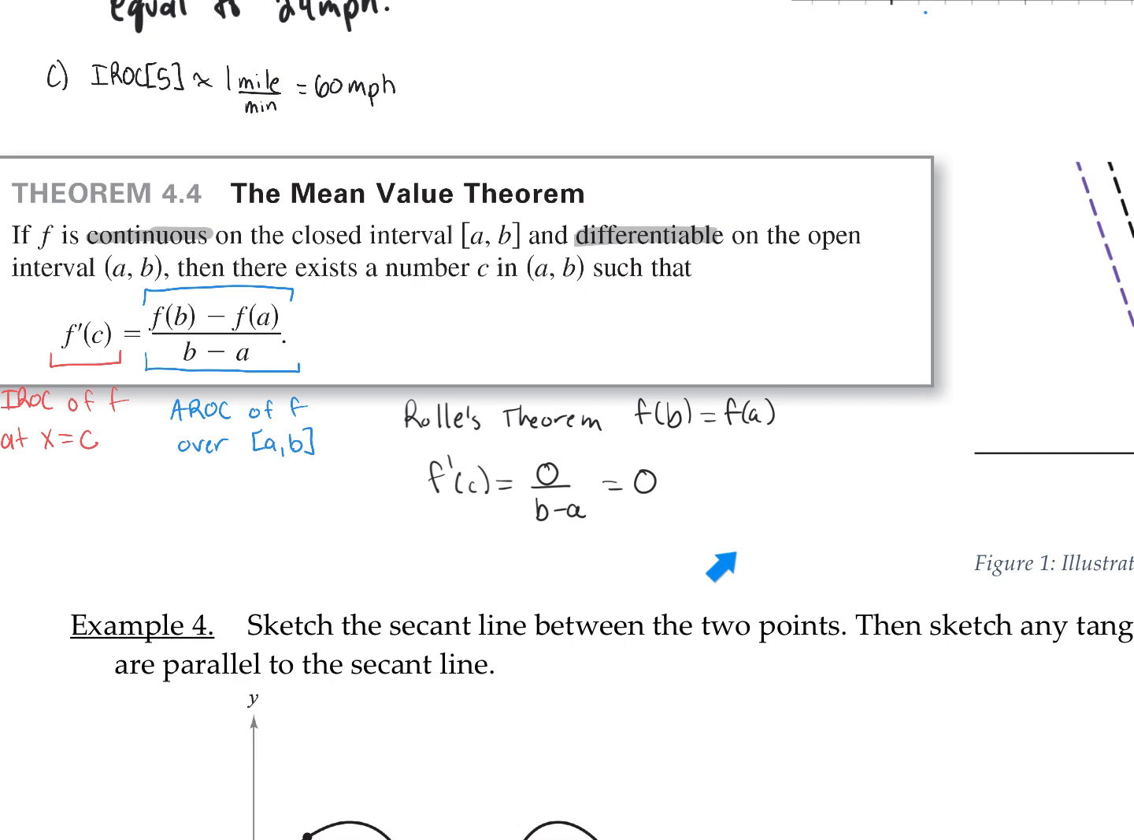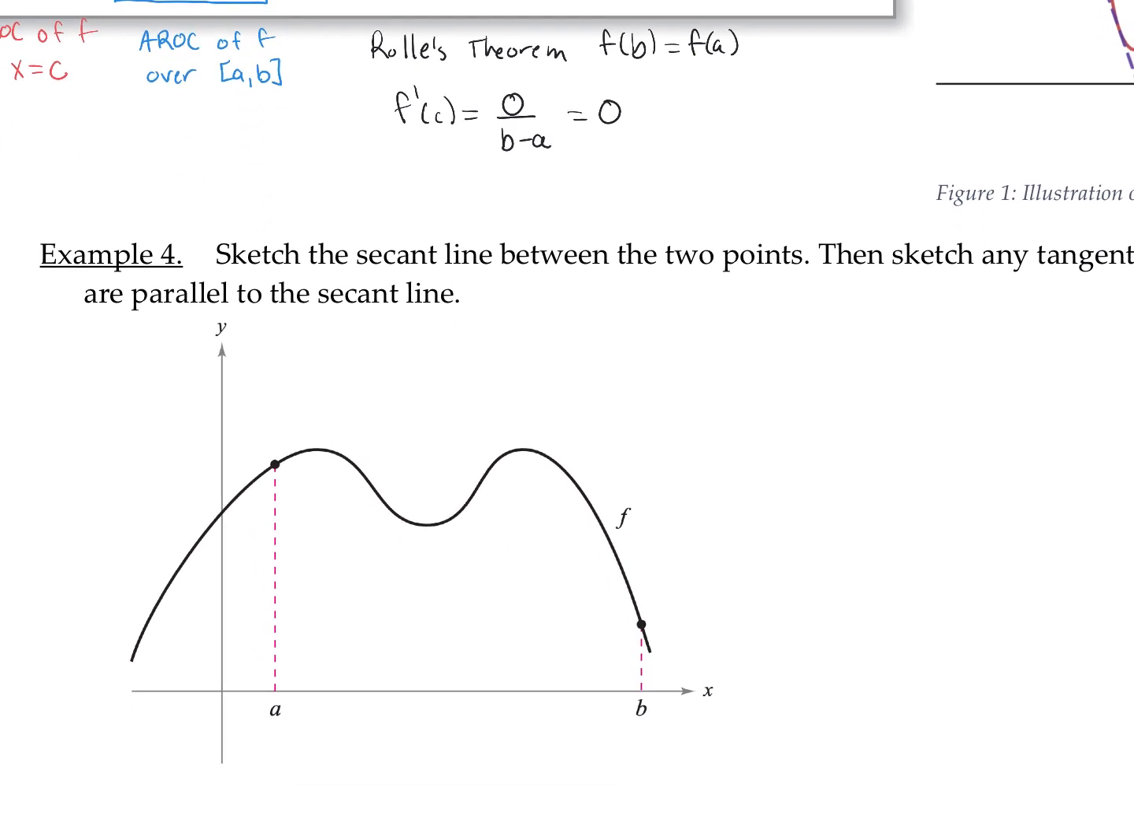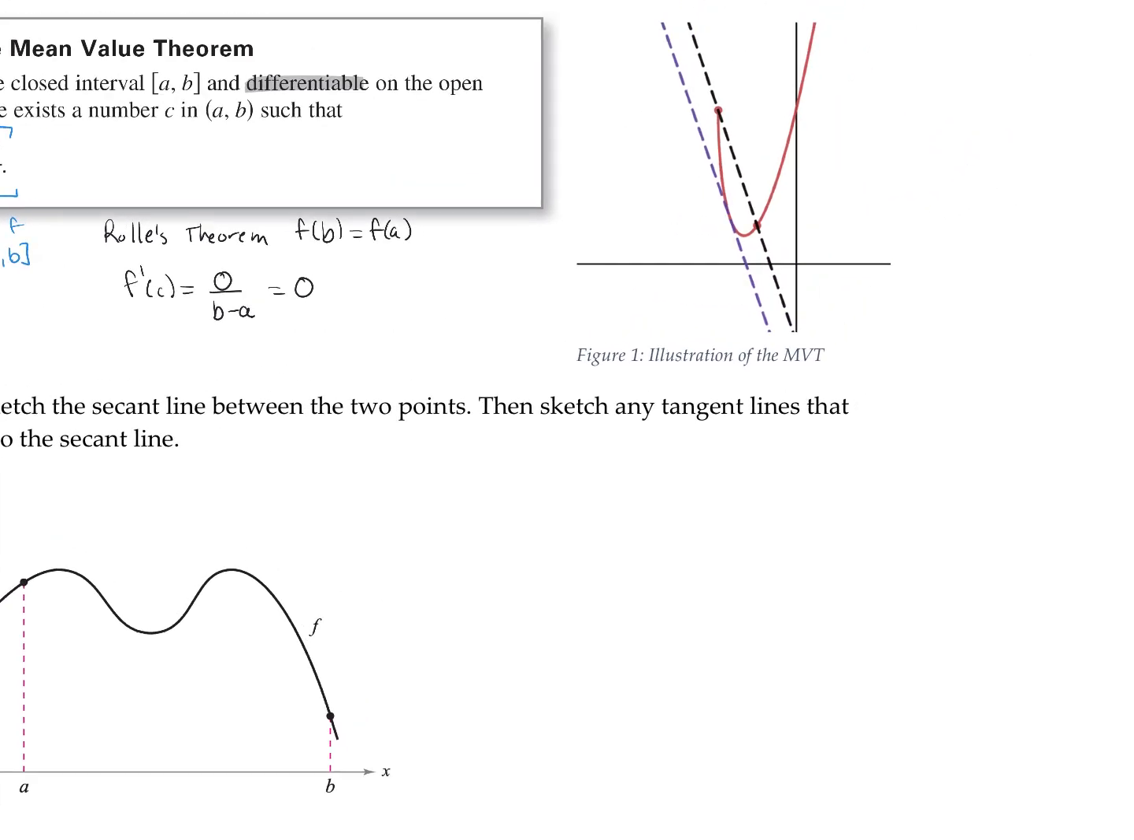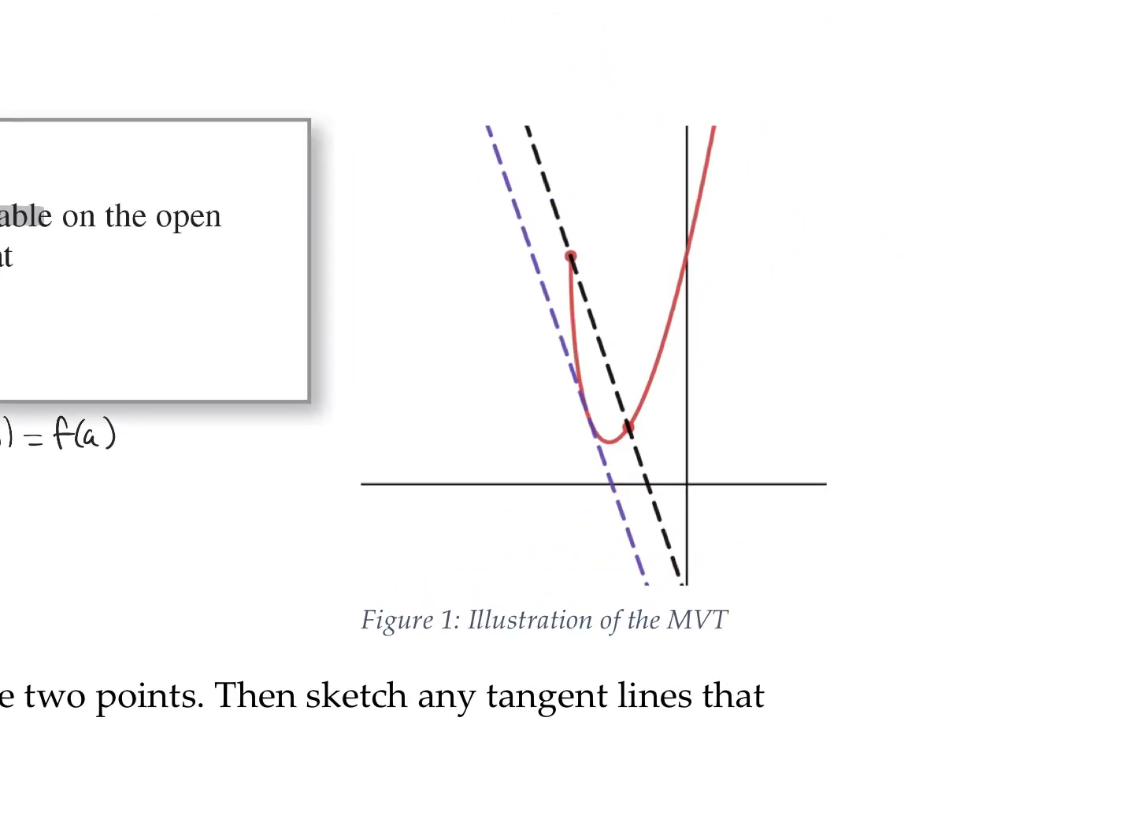So a lot of what you'll be doing with the average value theorem or the mean value theorem is just showing that you understand what it actually means. So figure 1 shows an illustration. What I've got going on here is I've got a secant line between 2 points. So you can see those points that are marked right here. So I drew a secant line. Remember, a secant line, you just connect the 2 points with a straight line.